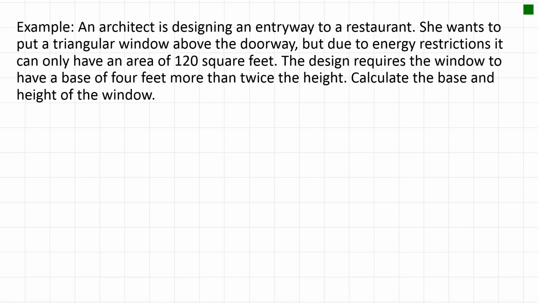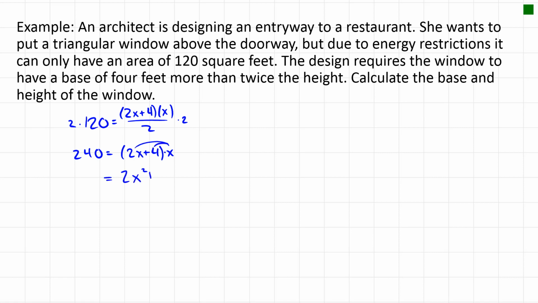I'm going to give myself a little more room here. So I'm solving the equation 120 equals 2x plus 4 times x divided by 2. So in order to solve this, I have to make it look like a quadratic equation. So I'll multiply each side by 2. Then I have 240 equals 2x plus 4 times x. And so I'll multiply that x in. So that would be 2x squared plus 4x. And now let's subtract this 240 here in that same step. And I have a quadratic equation now.